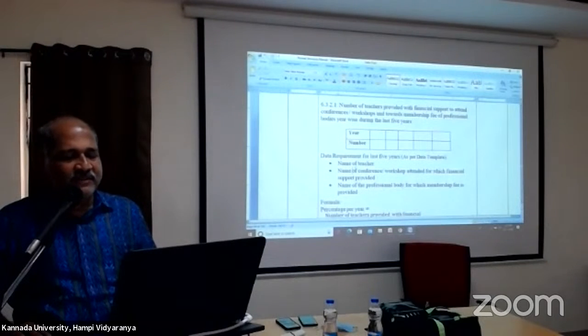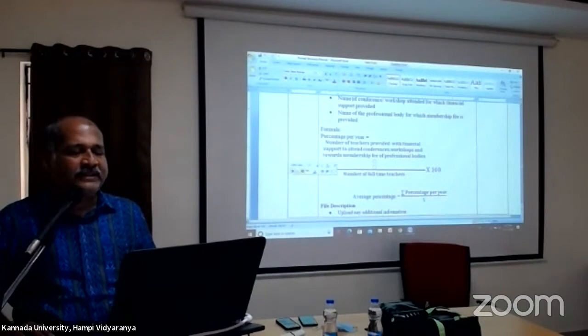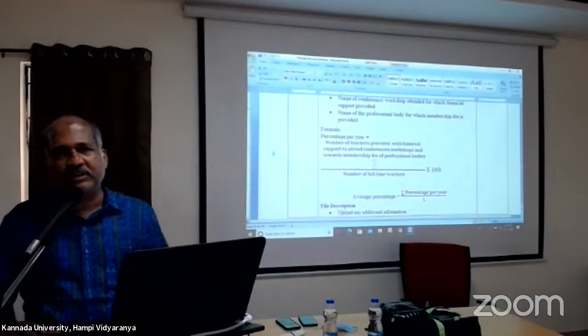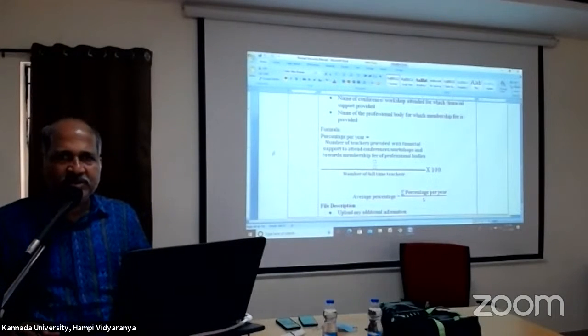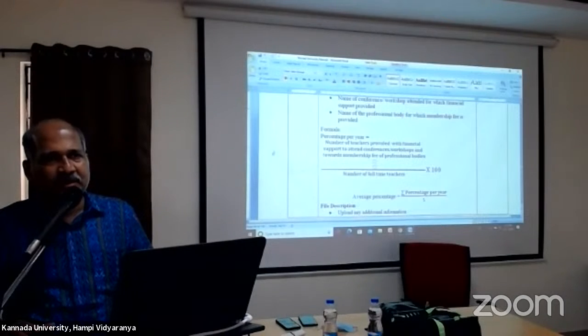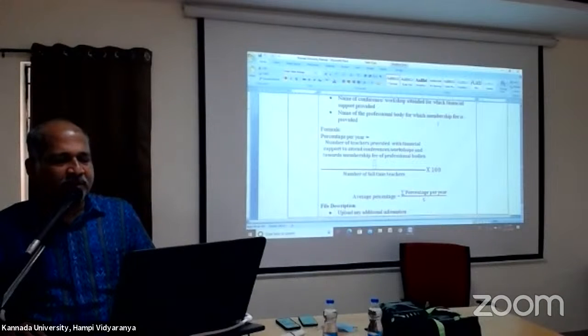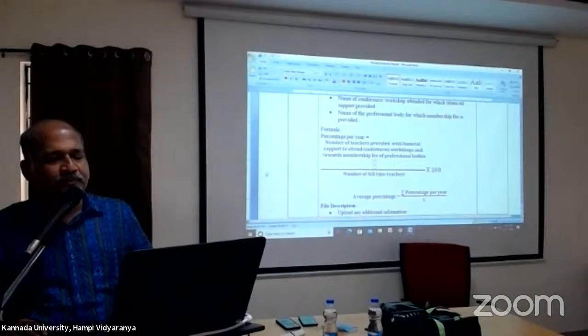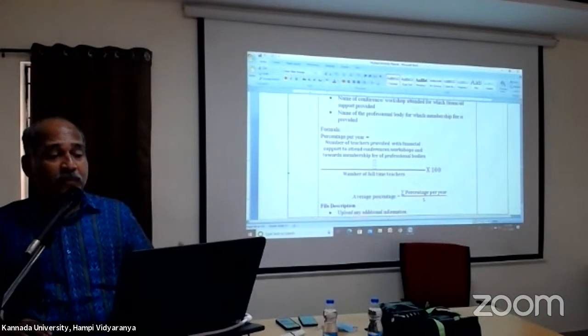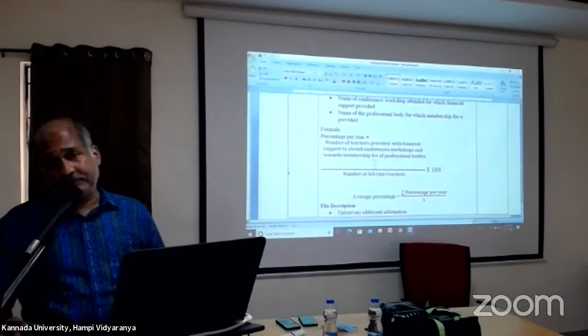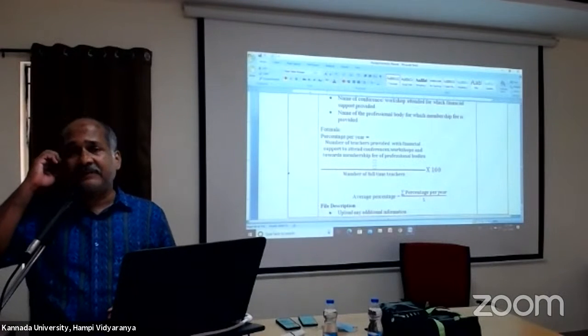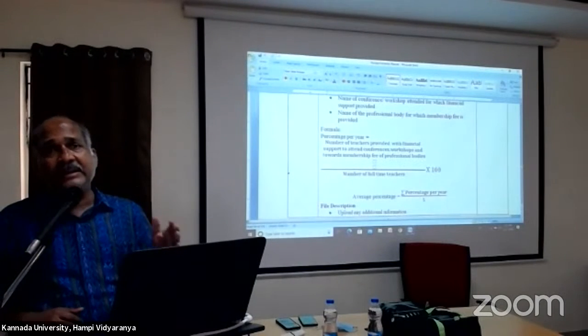Based on your response for last 5 years, there is a formula here. The formula is also transparent. You can find out the response by sitting at your universities. Response percentage per year equals the number of teachers provided with financial support to attend conferences, workshops, and towards membership fees of professional bodies, divided by the number of full-time teachers. You have to calculate this per year, not collect 5 years of data.